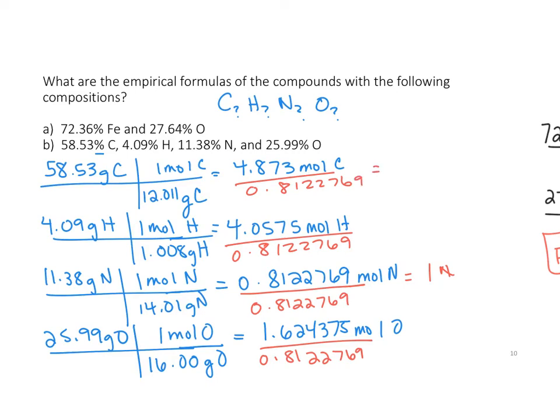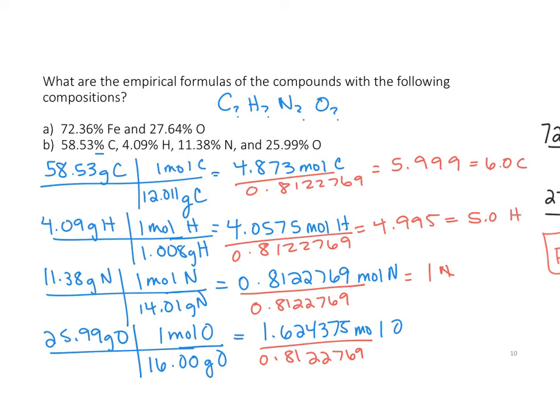And when we try to get whole numbers for the subscript, 4.873 divided by 0.8122769 is 5.999, so that's 6. 4.0575 divided by 0.8122769 is 4.995, which is 5. Hydrogen.